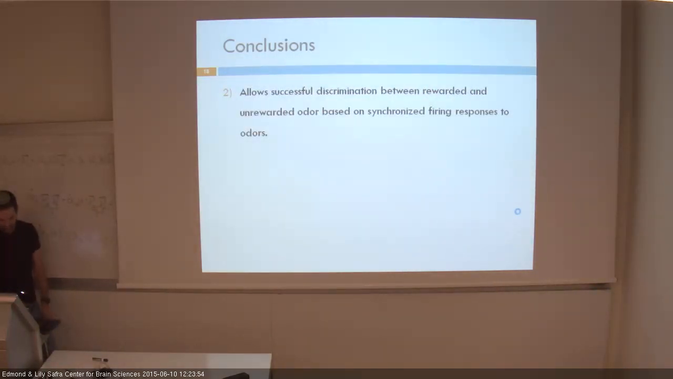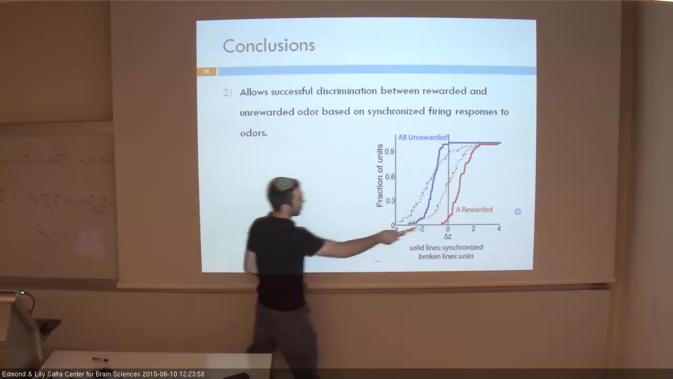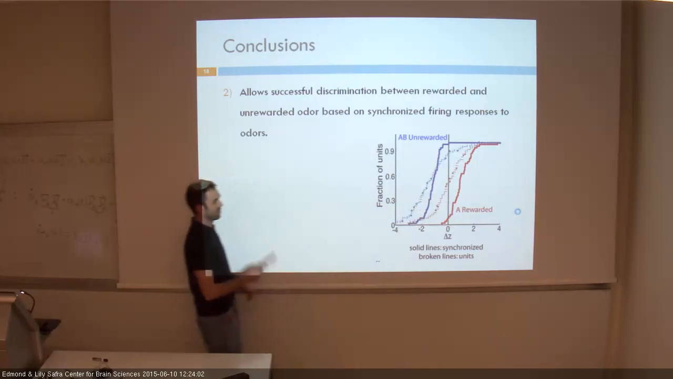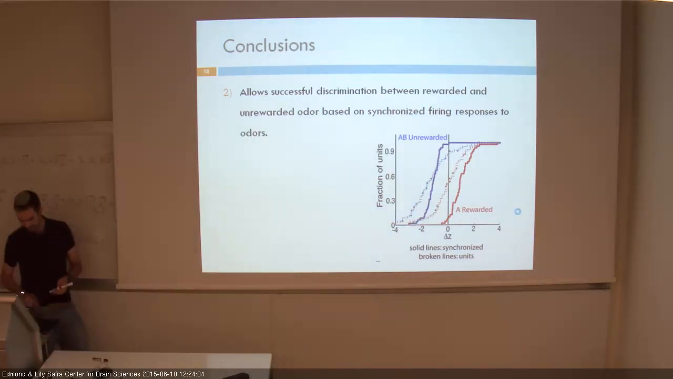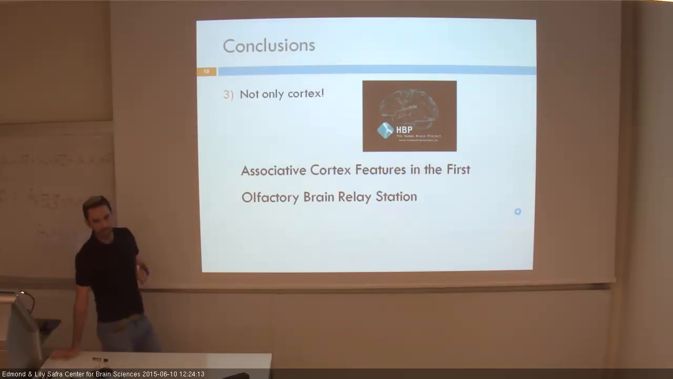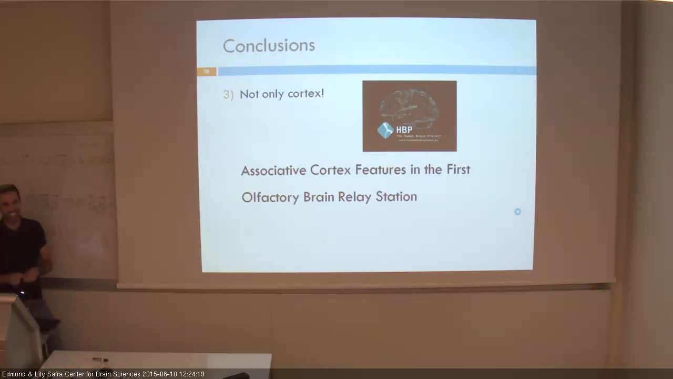The second thing is what we said before, I won't repeat it: we could put this vertical line in the middle and really predict what kind of odor it is, if it's a rewarded odor or an unrewarded odor. And the last conclusion, this is a little bit hard for me to admit, but I guess I have to: it's not only cortex. So we have computation that is outside the cortex. Not all the computation is inside the cortex.